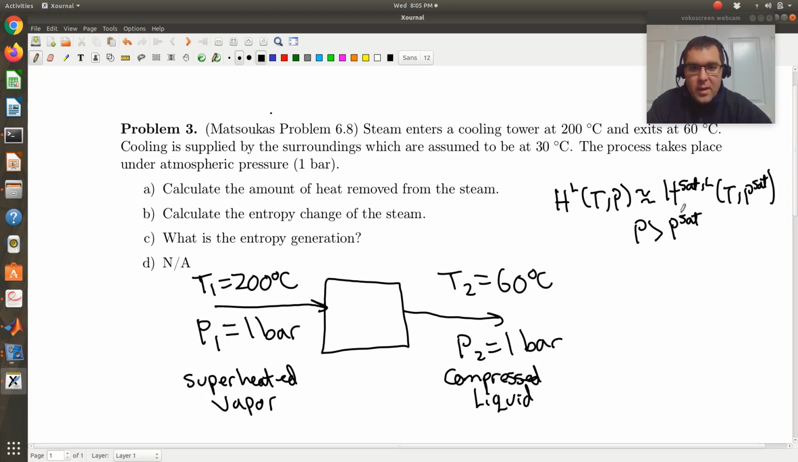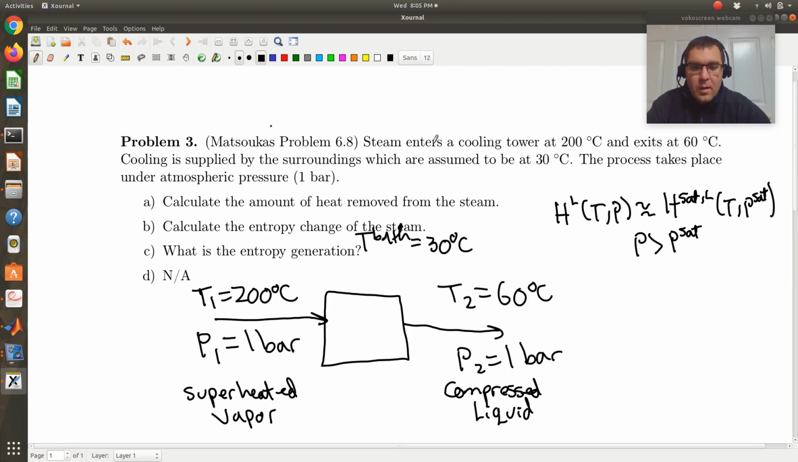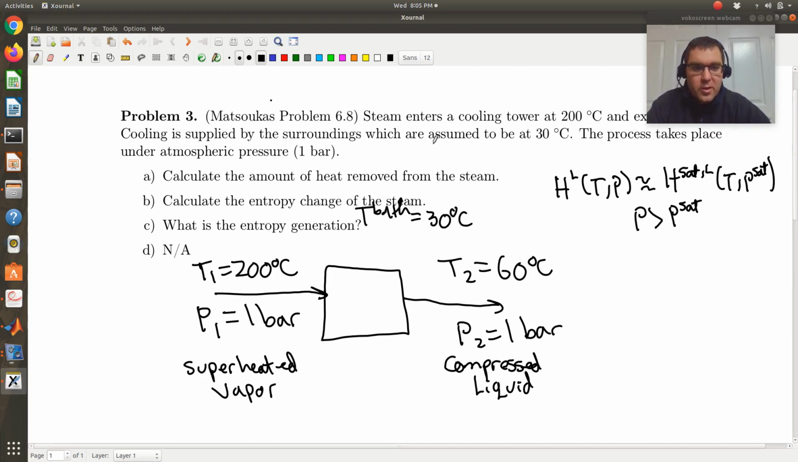Okay, so I have my inlet and exit. Cooling is supplied by the surroundings, so I'm going to assume that my surroundings I'll treat as a bath. And so I'll take the temperature of that surrounding air, or my surroundings, I'll call it T bath, and that's going to be 30 degrees C. And of course the pressure of that bath is also 1 bar. So we're asked to calculate the amount of heat removed, calculate entropy change, and entropy generation.